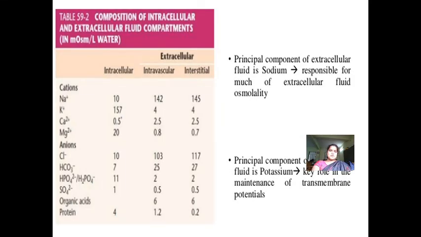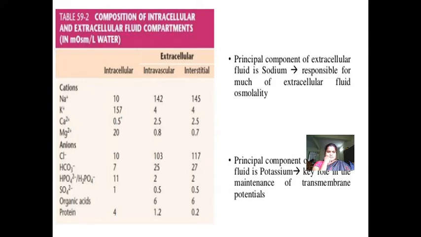So mostly, compositions of the intracellular fluid and extracellular fluid compartments: intracellular, intravascular, extravascular, these are the compositions. So sodium 10 intracellular, intravascular 142, interstitial 145. Potassium 157 intracellular, intravascular it will be 4 and interstitium it will be 4. So remember potassium is decreased in the intravascular and interstitial. And sodium levels are lower in intracellular, but intravascular and interstitium it will be increased more. One thing.